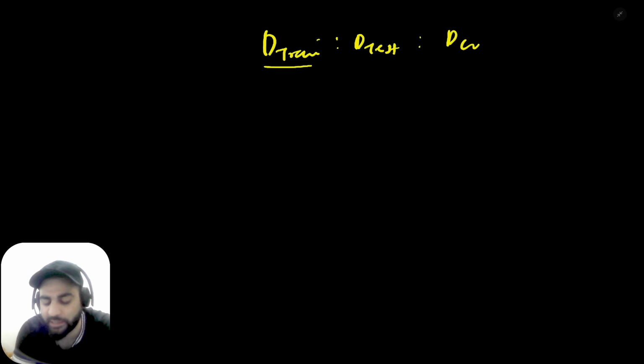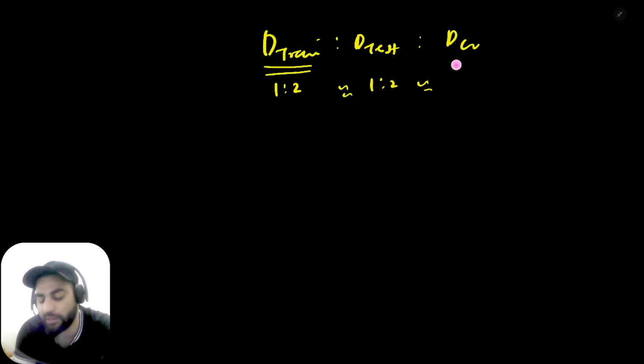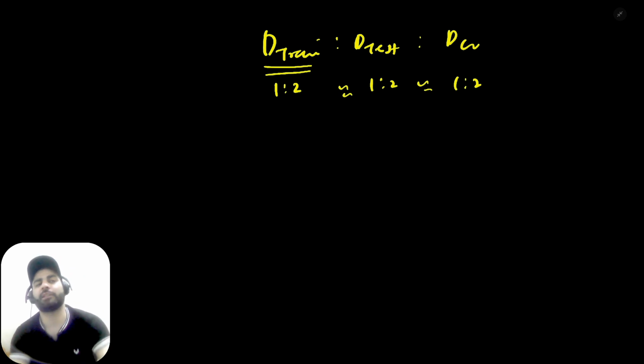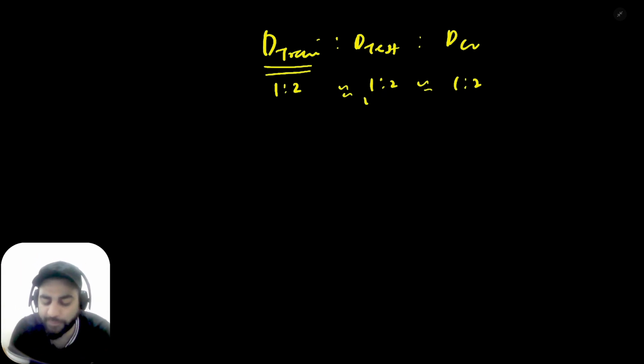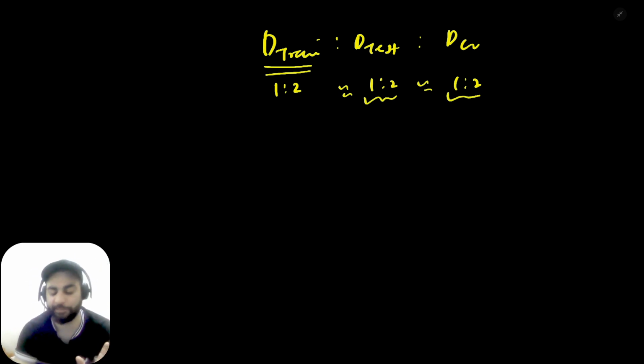Let's suppose the ratio of the points of class 1 to class 0 is 1 is to 2. In the D test it's again approximately 1 is to 2. Here it will be again 1 is to 2. So whatever the whole training data is representative of, we try to capture the whole distribution into this D test and D cross validation. That's the point of random splitting. But sometimes this random splitting is not good.